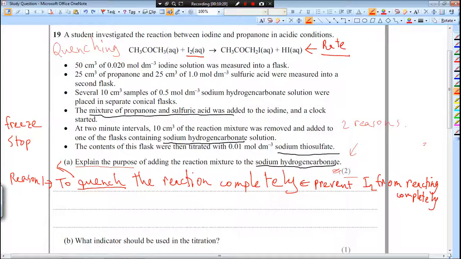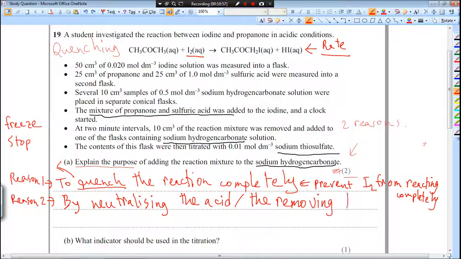Okay, so the other reason, reason number 2, is by neutralizing the acid or removing the acid.